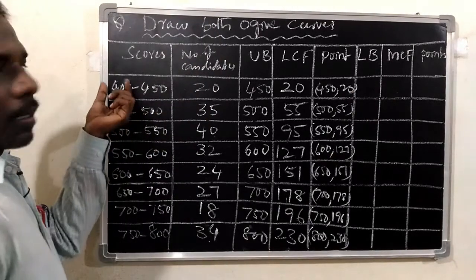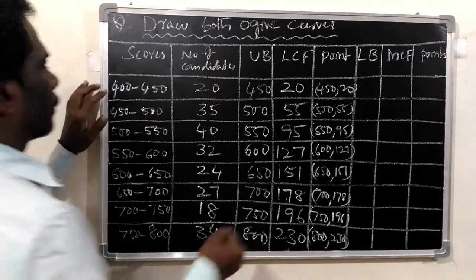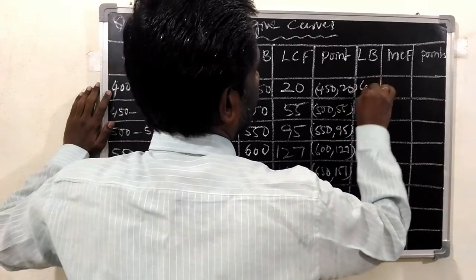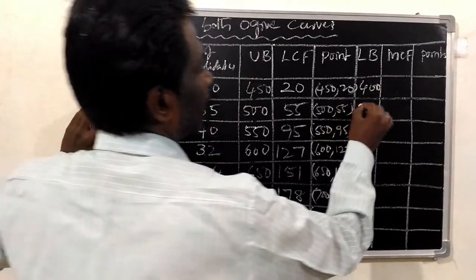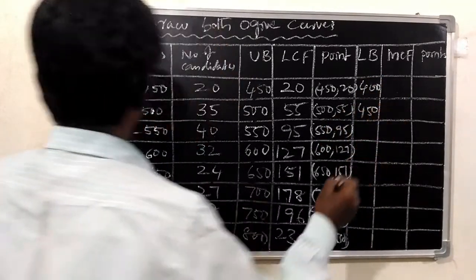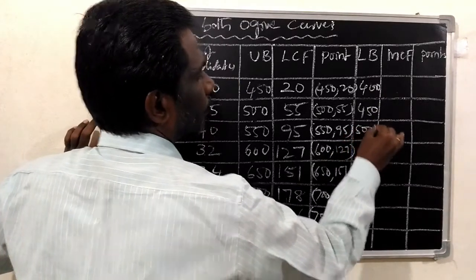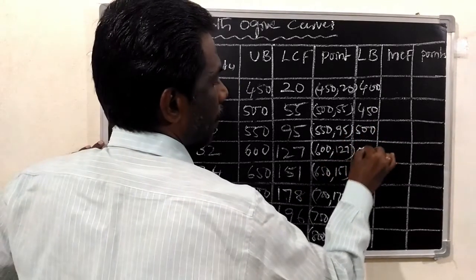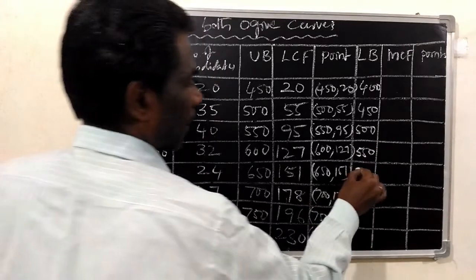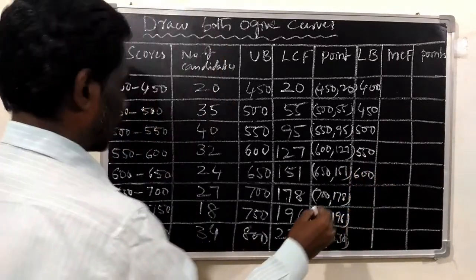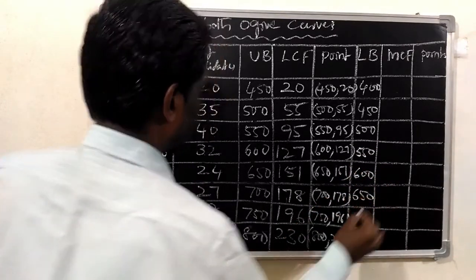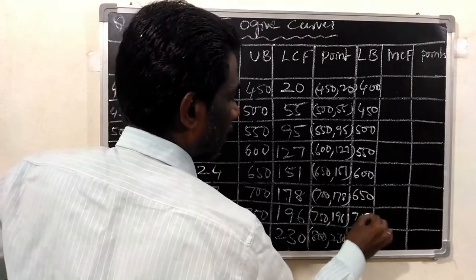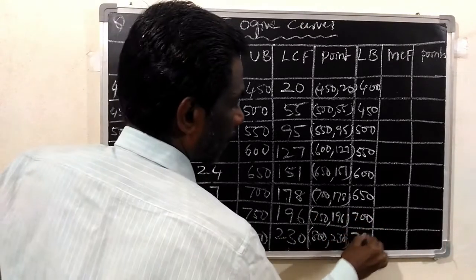Now next is the lower boundary. Lower boundaries are the left side values: 400, 450, 500, 550, 600, 650, 700, 750.